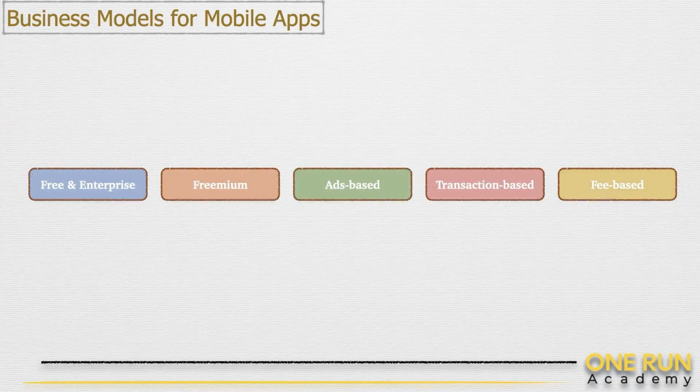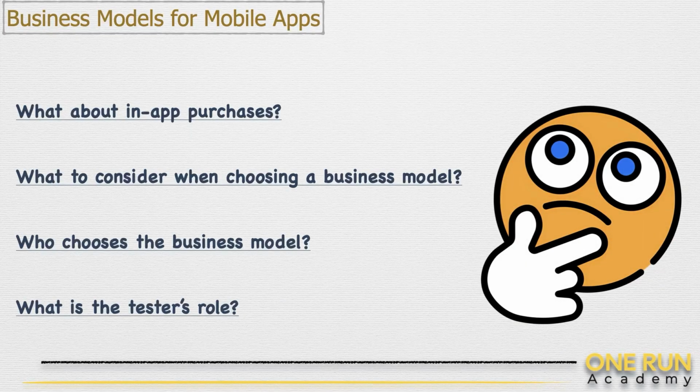So these were the most recognized models. Try to understand the concept behind them and also understand what are the advantages and the risks associated with each of them. A great exercise to try after finishing this lecture is to browse through the apps on your smartphone and identify which ones are free, which are freemium, and so on. But before we wrap things up, there are several questions that should be answered.